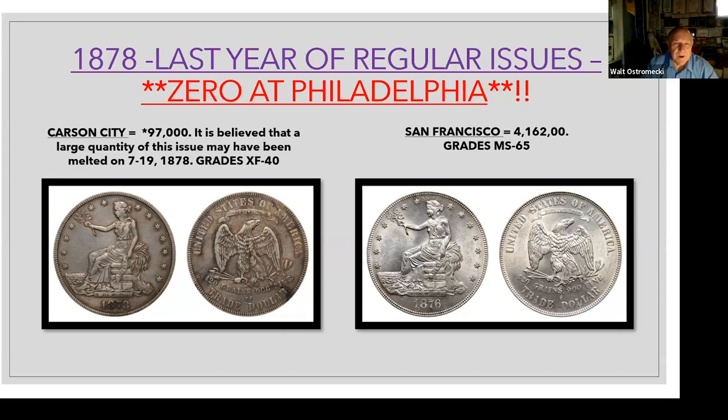This one particularly grades extra fine 40. A lot of wear, but it's still very bold. Notice the detail on the arms here is much taller. The feet are very legible, so it could grade higher, but the grade I put on this one is extra fine 40 because of the reverse. Now, it almost looks like there's a die crack right through the center of Liberty's breast. Could be, but it's probably just dirt.